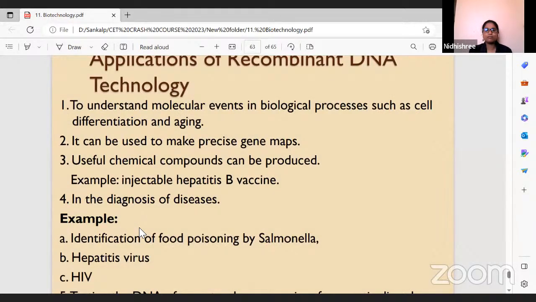Application: to understand molecular events, it can be used to make precise gene maps. Useful chemical compounds will be produced and it is used in the diagnosis of diseases. So we will learn this in detail in the biotechnology applications chapter.